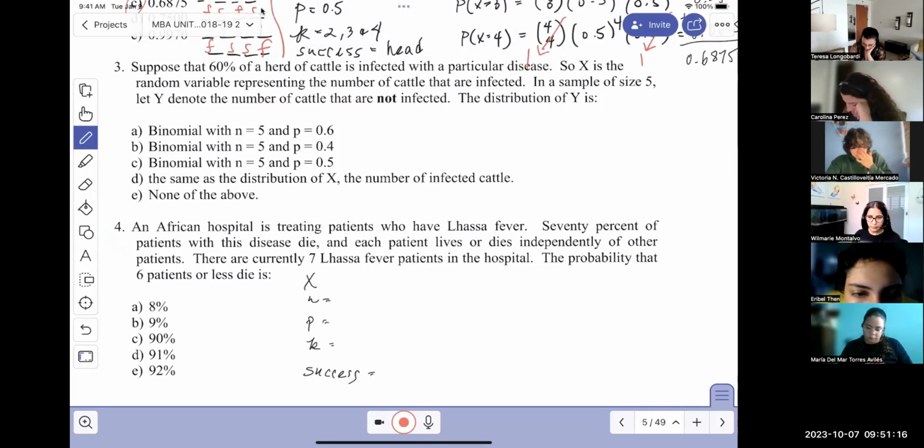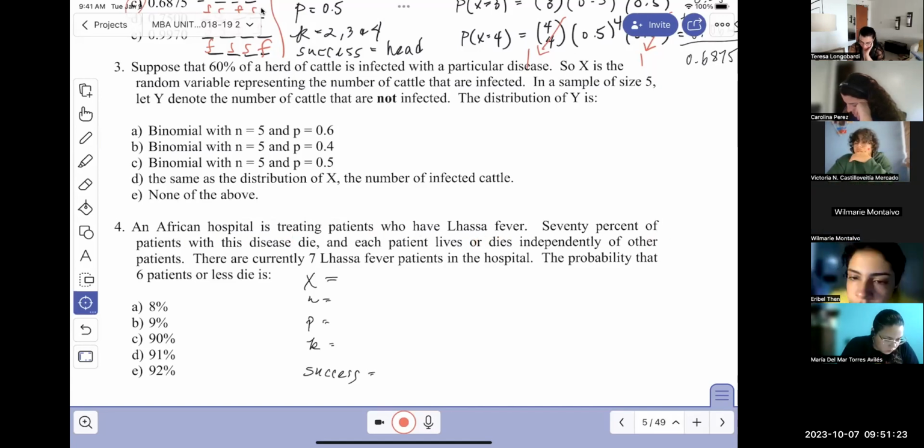So what did you find so far? Let's read together. African hospitals treating patients who have Lassa fever. Patients with Lassa fever, 70% of patients with this disease die. Each patient lives or dies independently of other patients. There are currently 7 patients with fever. The probability that 6 or less die is.